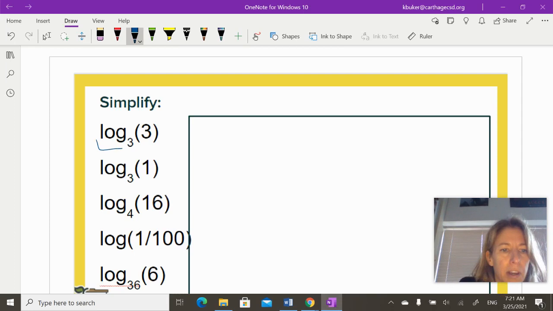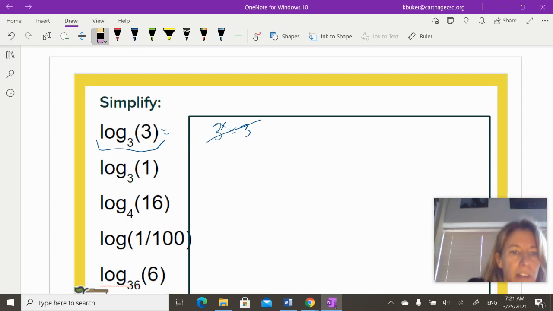Remember, a log can be turned into an exponential, and the answer to a log is an exponent. So this is basically just asking us 3 to what power equals 3. We want you to be fluent with skipping this step and just being able to say, okay, log base 3 of 3 is 1, because 3 to the first power is 3.